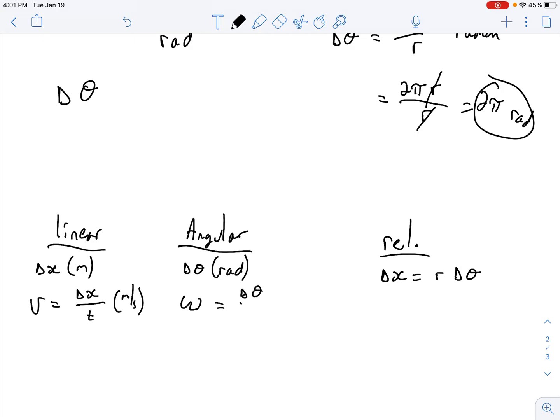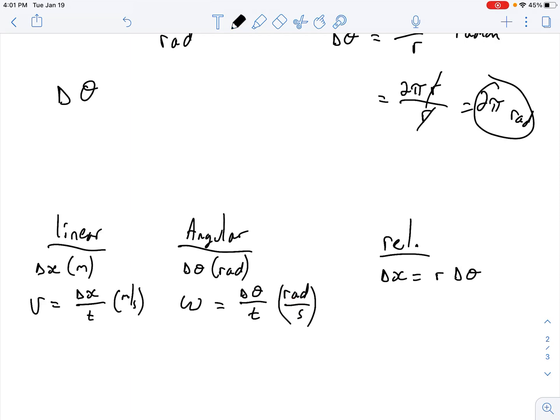It's going to be displacement over time. Notice velocity is always displacement over time. Regular velocity is regular displacement over time. Angular velocity would be angular displacement over time. The units would be the radian and the time unit would be seconds. So instead of having meters per second, I have radians per second.